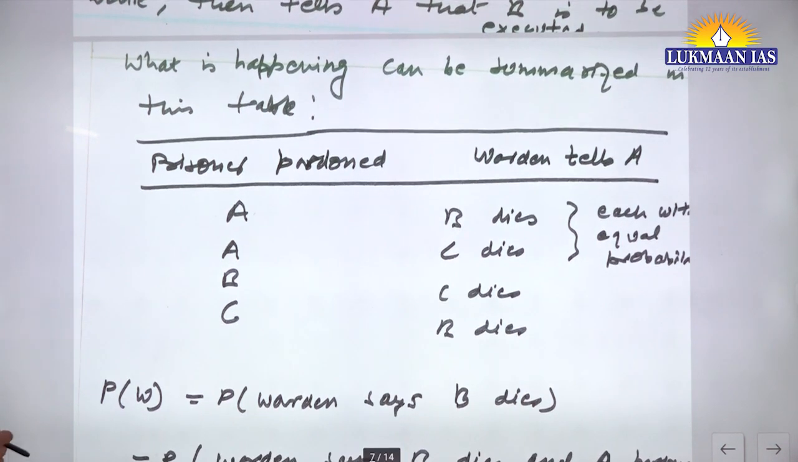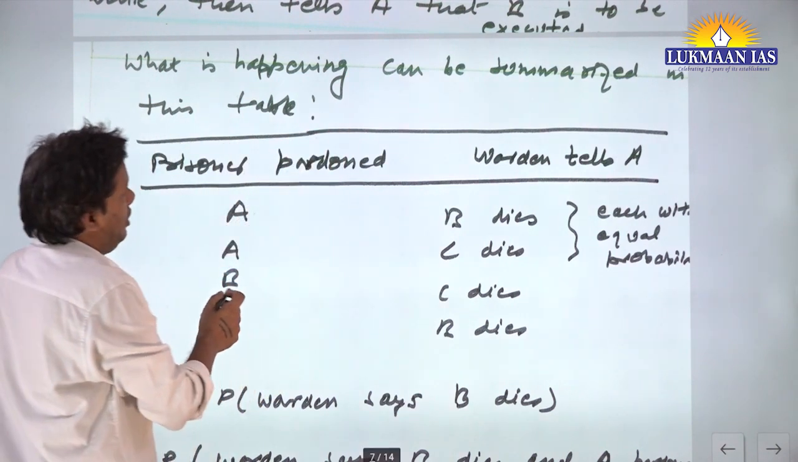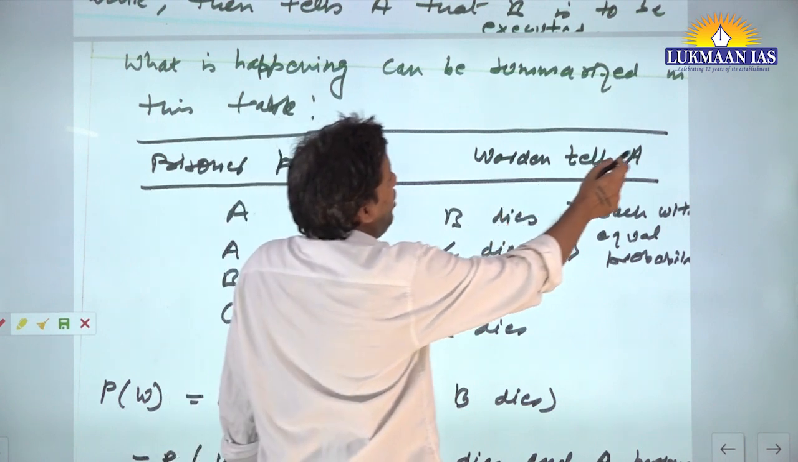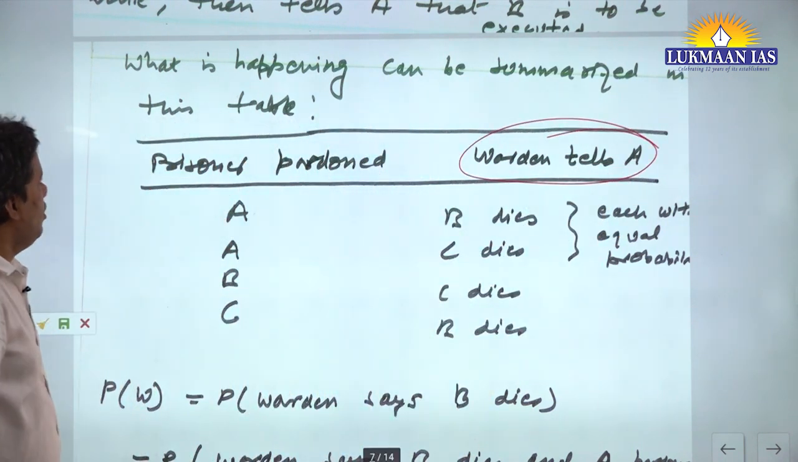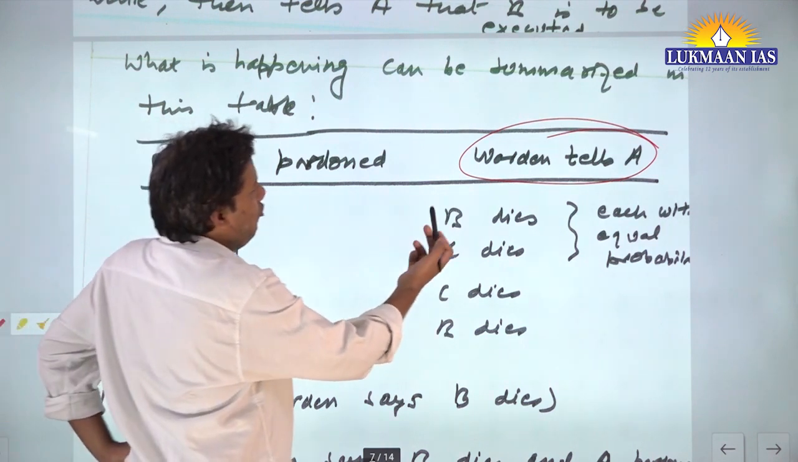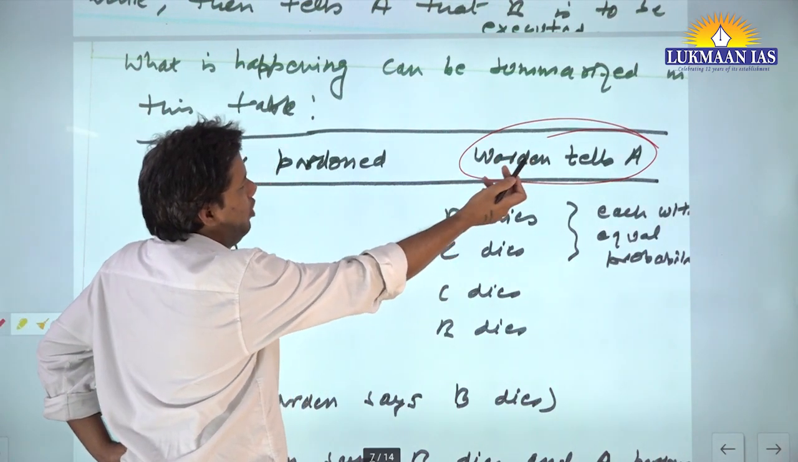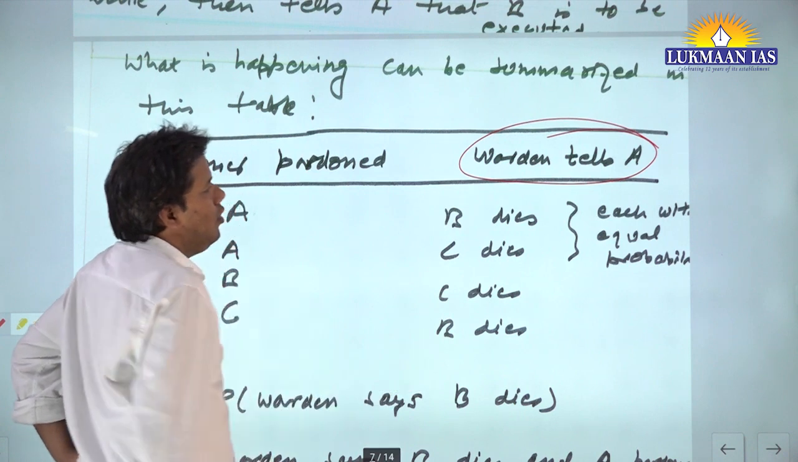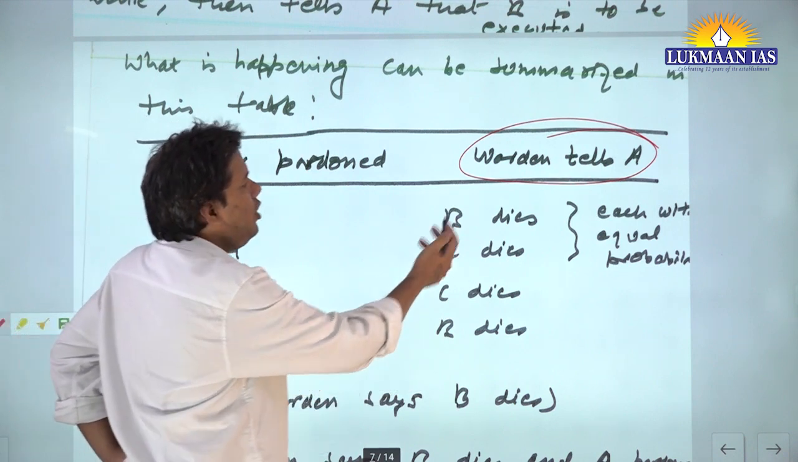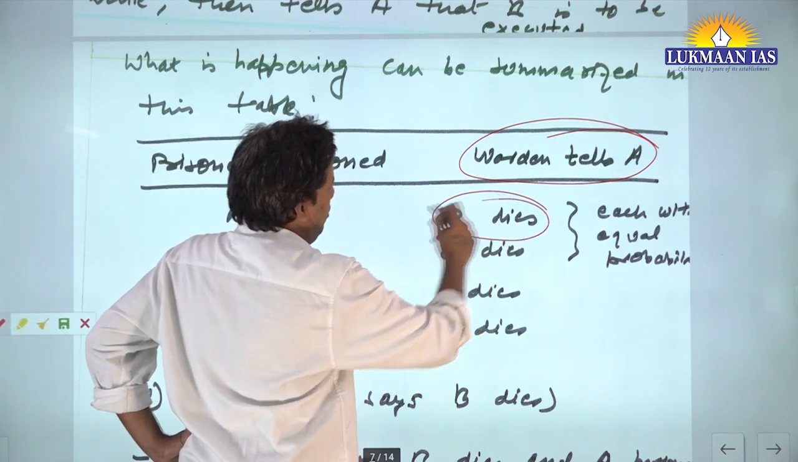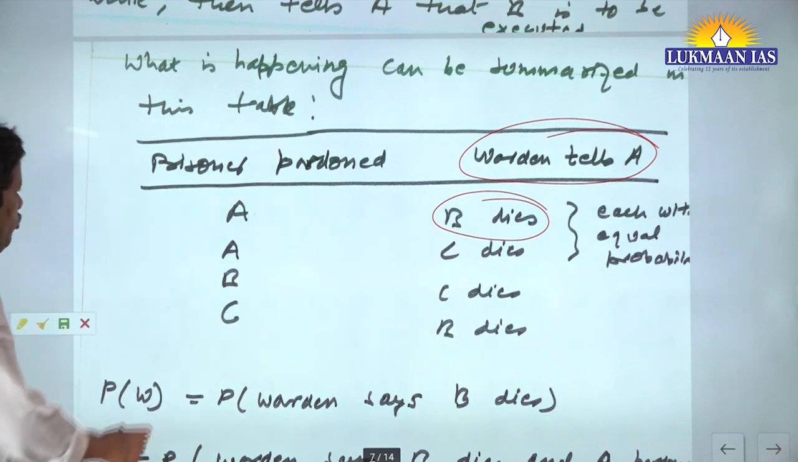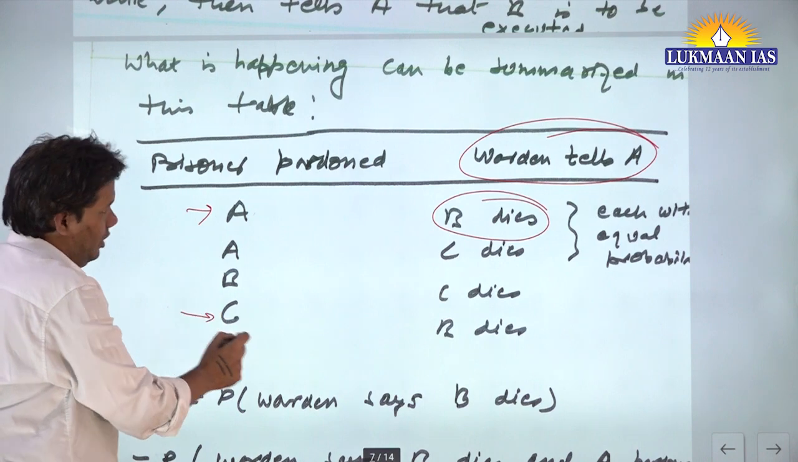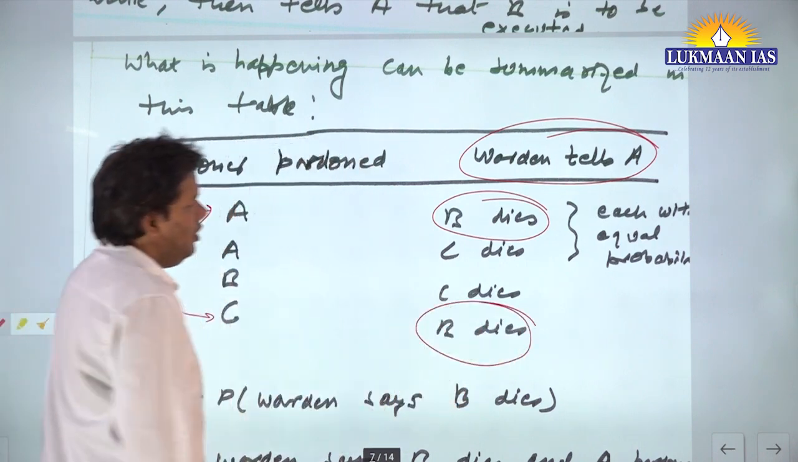Okay, so now you look at this here. What is happening can be summarized in this table. वार्डन ने क्या बताया A को? Warden tells A B. A ने वार्डन से क्वेश्चन पूछा, यानी B और C में से कौन सा एग्जीक्यूट हो सकता है. मान लो वार्डन कुछ भी बता सकता है. If B dies, तो कौन कौन बच सकता है? या तो A बच सकता है या C बच सकता है इस केस में, if B dies, right.